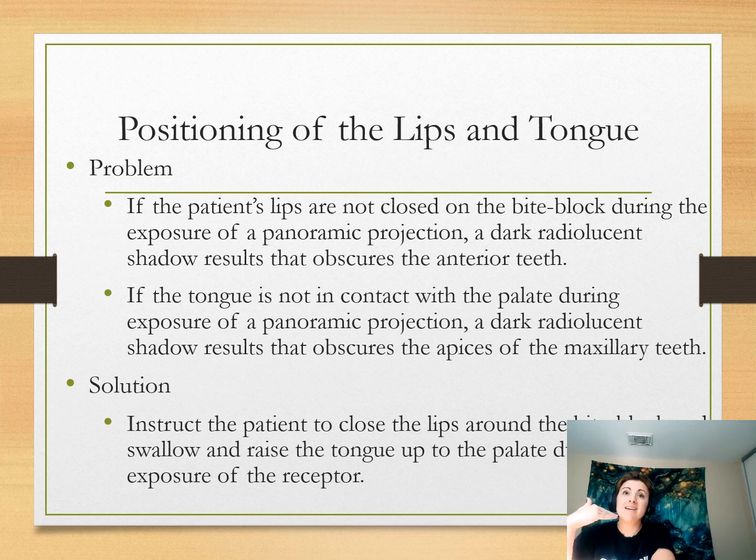If the tongue is not in contact with the palate during the exposure, it will also cause a dark radiolucent shadow that will obscure the apices of the maxillary teeth. So it is very important that you have your patient close their lips and swallow, and they will not have that problem. Make sure you're instructing your patients to do that so you don't get that dark radiolucent area on your pano.